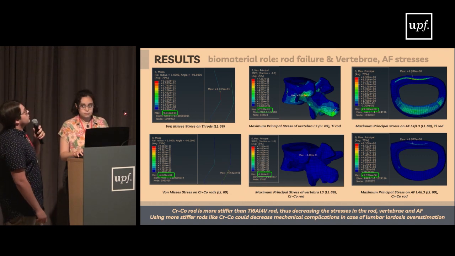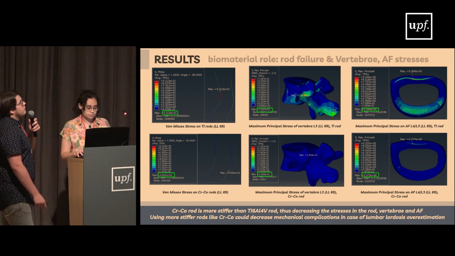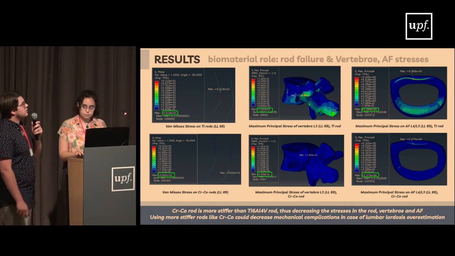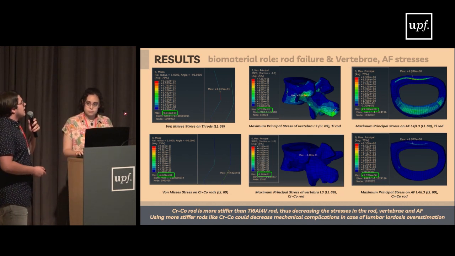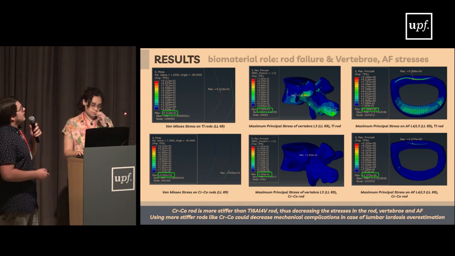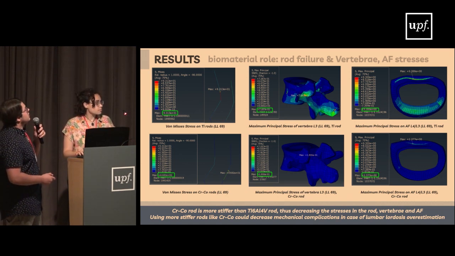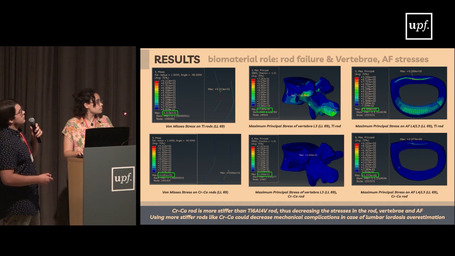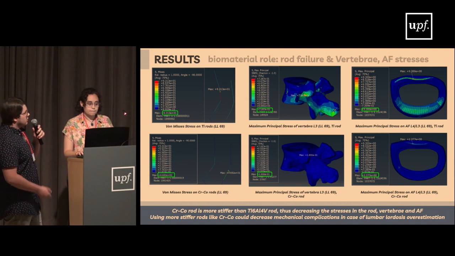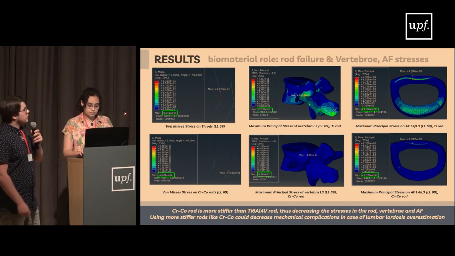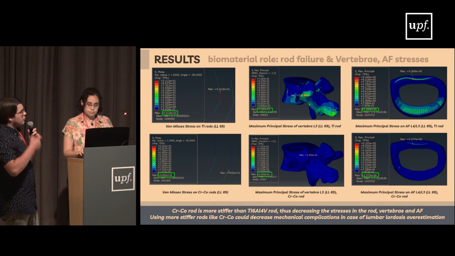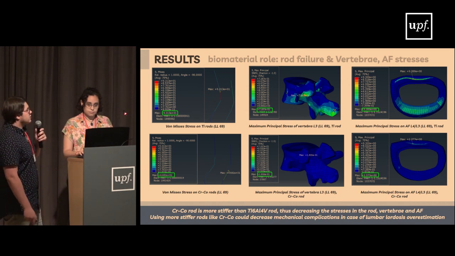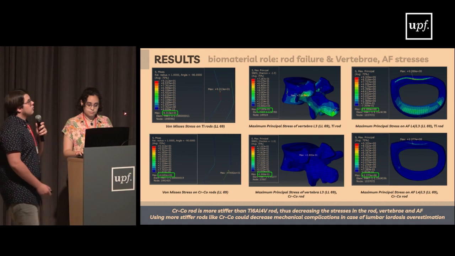The third experiment was relating the role of the biomaterial, where we simulated titanium rods and chrome cobalt rods. We can see here the effects on the stresses, for example, that titanium rods have higher stresses in the rods, the vertebra, and the annulus fibrosus, whereas chrome cobalt doesn't.